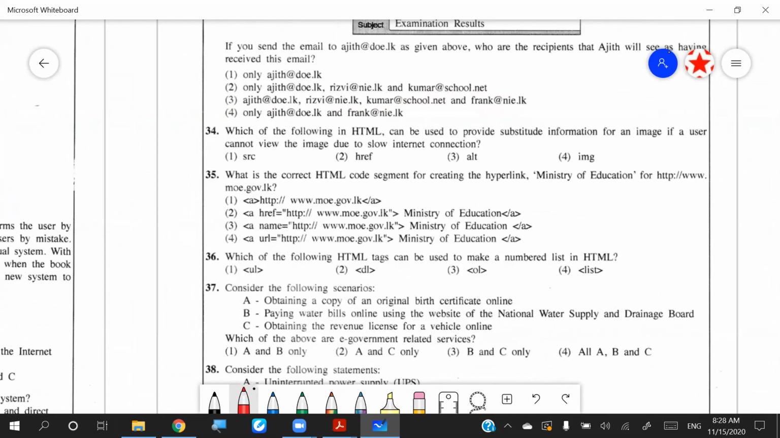What is the substitute information? It is something showing instead of the image, so it is the alt text, which is done by the ALT attribute. SRC is showing you where the picture is. href is not used inside the img tag. Img is the main tag. So it's the ALT attribute that you can use.